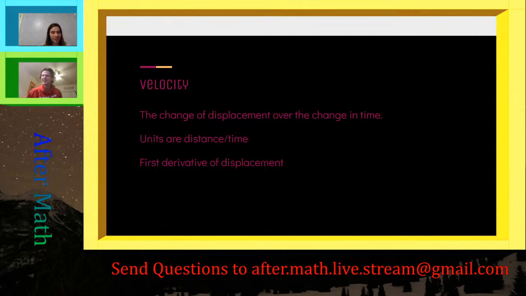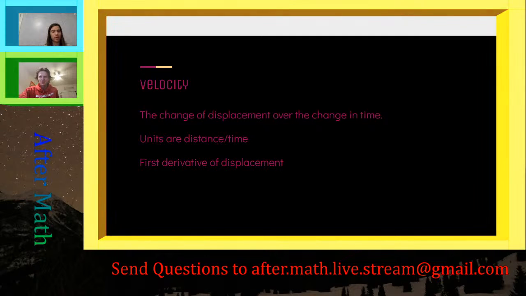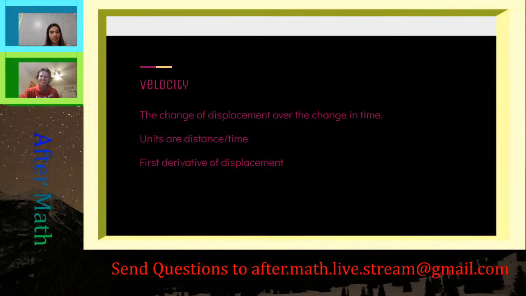So the slope of our function of displacement is actually going to be our velocity, because it's the change in displacement over the change in time. The units for it are simply the distance divided by a time, which makes sense, since if you've got a change in displacement over change in time, you're doing division. So it makes perfect sense that that's the units.